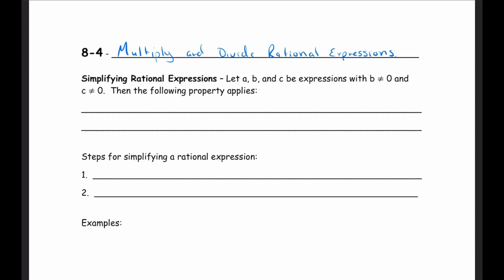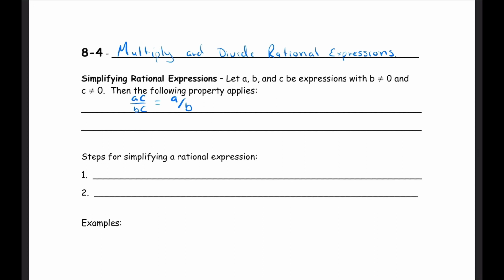To simplify a rational expression, we're going to start with A, B, and C being expressions where B and C can't be zero. So what we're going to be able to do is take a fraction, AC over BC, and simplify by canceling out that common factor, that C, which would just leave us A over B, basically how fractions work.